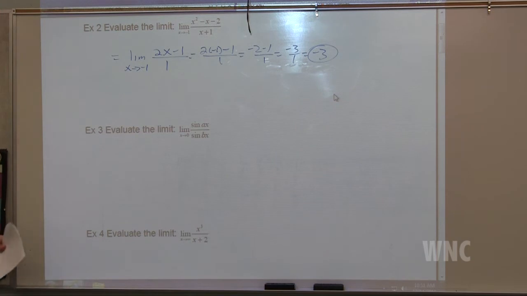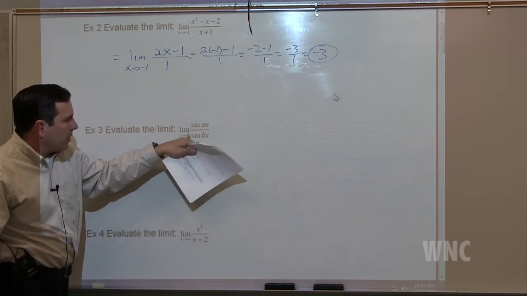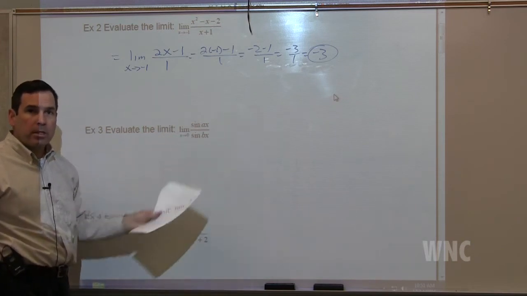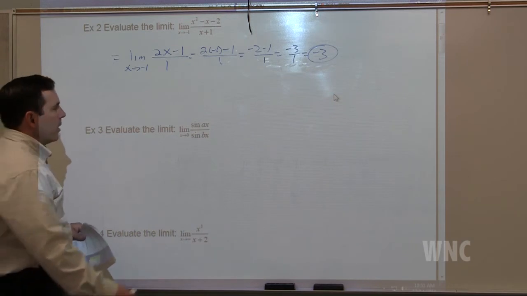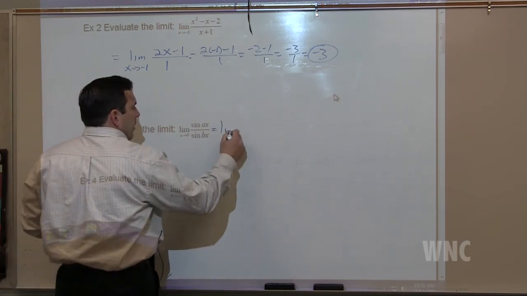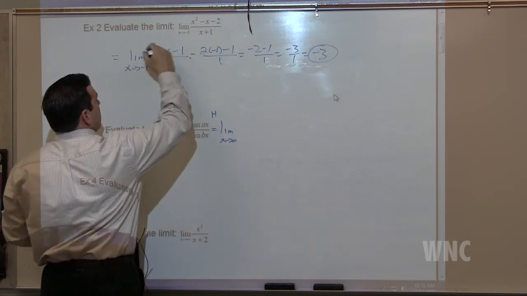Evaluate the limit as x approaches 0 of sine ax over sine bx. So right now if you put the 0 in there, you're going to have sine of 0 over sine of 0, which is 0 over 0, which is indeterminate. So we're going to have the limit as x approaches 0. Now we write an H when we've taken L'Hopital's rule.